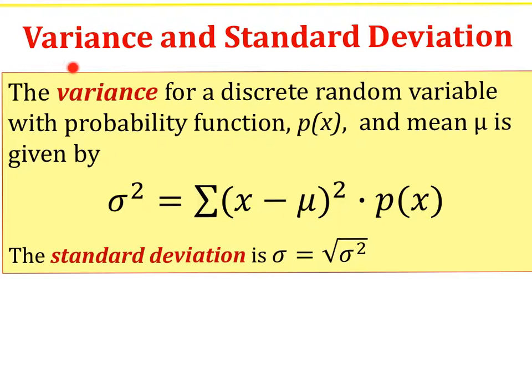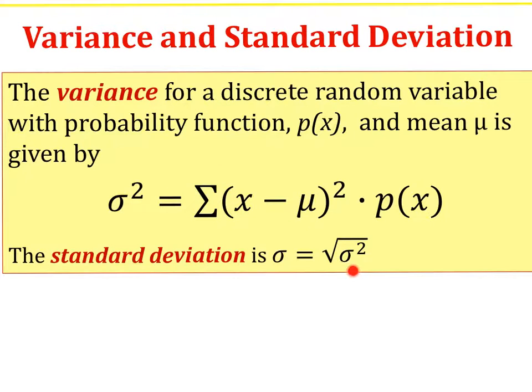The variance and standard deviation are also important values when we're talking about a probability function. Sigma squared is the variance, and the way that's calculated is you take your value of X, subtract the mean from it, and square it. That's going to give you a positive value, and then you're going to multiply that by the probability. You're going to do that in every single case, and then sum them together. That gives you the variance.